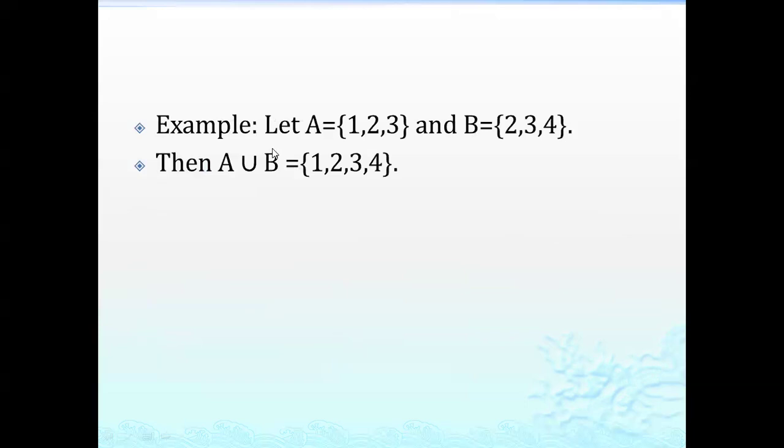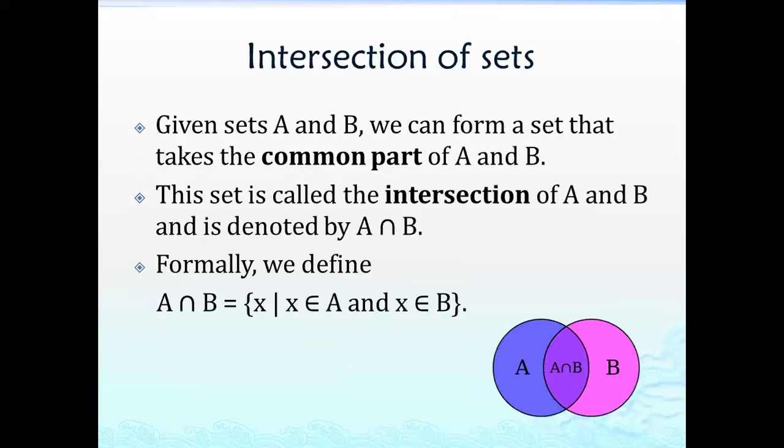For example, let A be a set containing 1, 2, 3 only, and let B be a set containing 2, 3, 4 only. Then A ∪ B is the set containing 1, 2, 3, and 4. That means we merge them together.